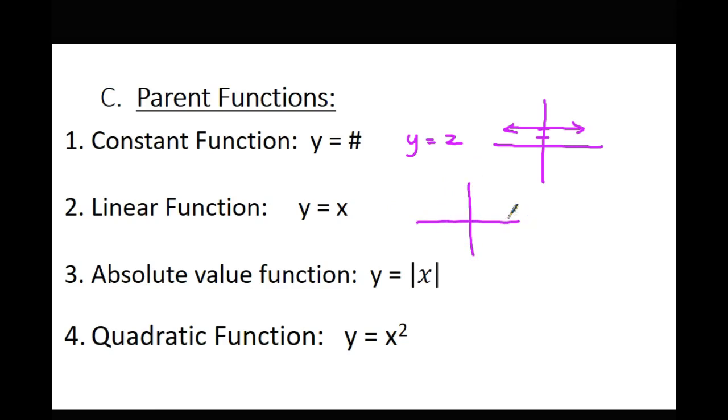What's the y-intercept for this? 0. So it goes like this. What's the slope? 1. So it's rise 1, run 1. Linear functions look like diagonal lines. So constant functions look like horizontal lines. Linear functions look like diagonal lines.